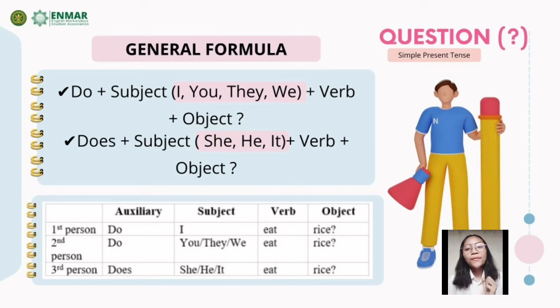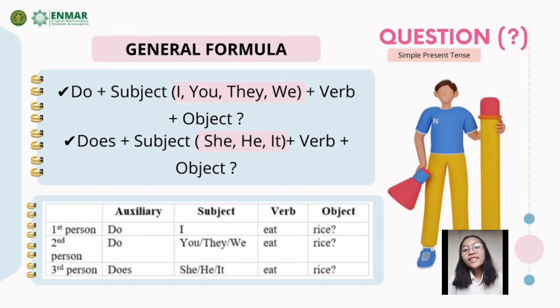About the second person, auxiliary do, subject you, they, we, the verb eat, and object rice in the question. About the sentence, do you eat rice? Do they eat rice? And do we eat rice?